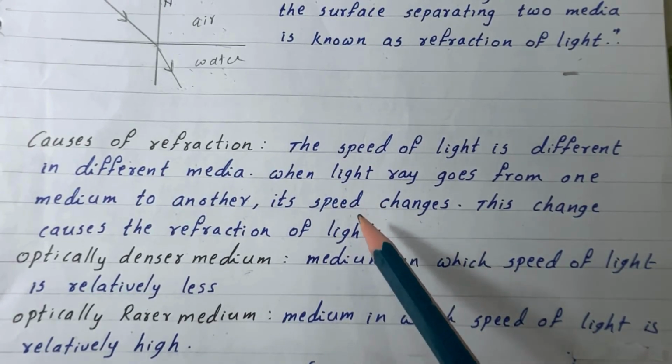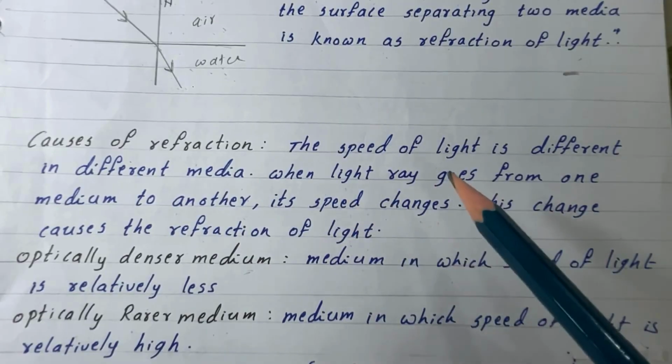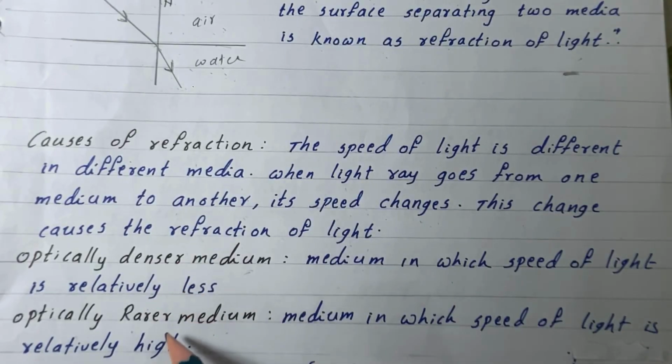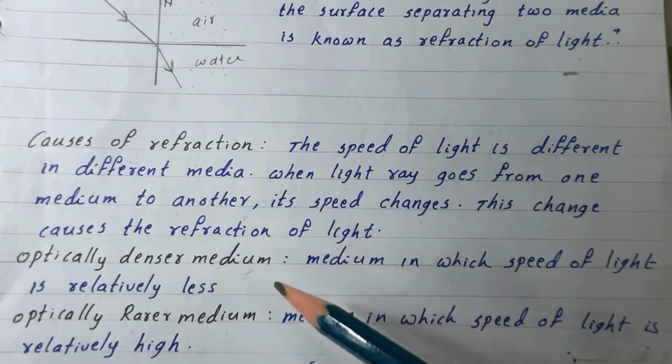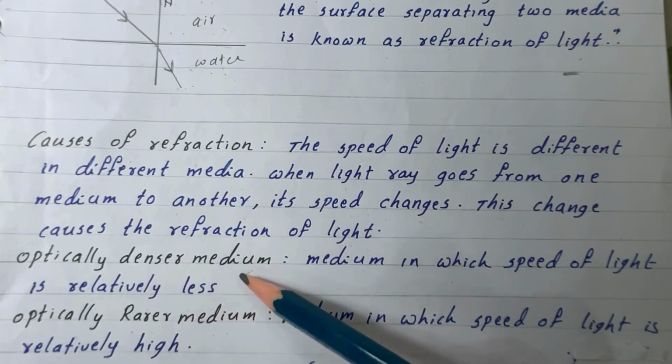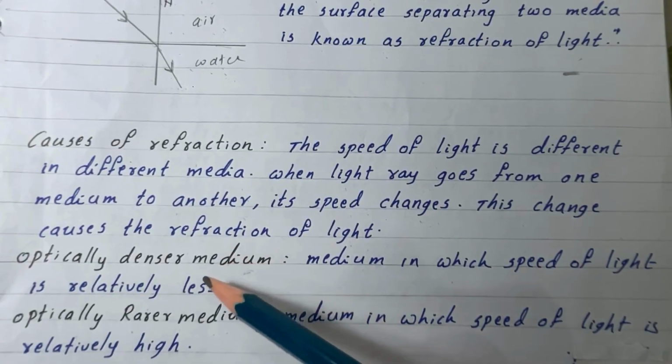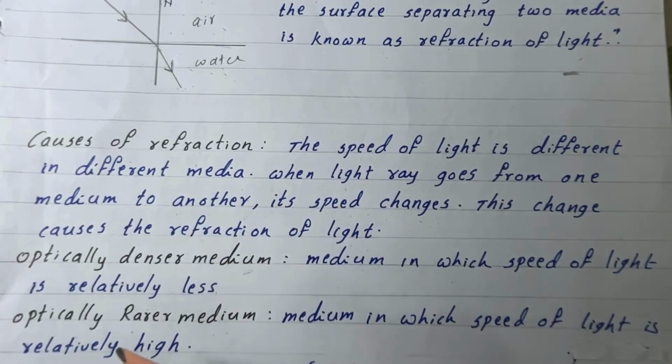According to the speed of light, media are classified into two types, that is optically denser medium and optically rarer medium. The medium in which the speed of light is relatively less is called the denser medium. In an optically denser medium, the speed of light is less, and in an optically rarer medium, the speed of light is relatively high.